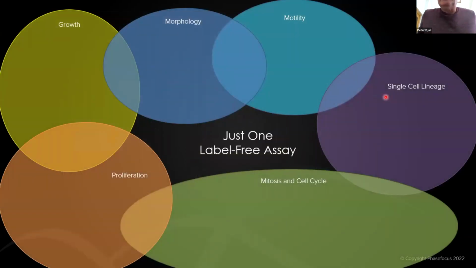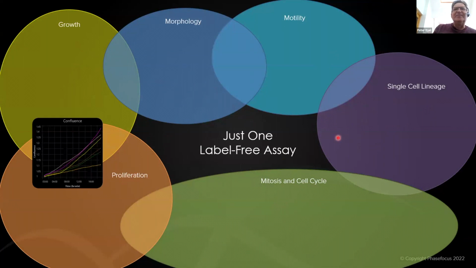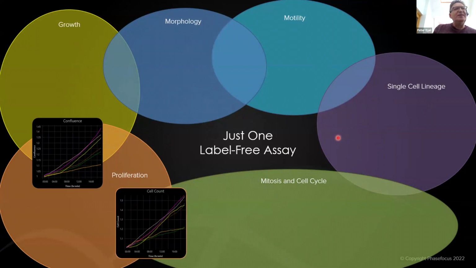And when we run a label-free assay, all of these assays drop out automatically. So before you even consider the particular experiment you might have designed, you get proliferation information, you get growth information, you get morphology information, you get motility, mitosis, and single cell lineage. So if we look at these in a bit more detail, this is all from one label-free image. We can measure confluence just like you might with, say, something like the IncuCyte. But completely unlabeled, we can give you a true cell count.